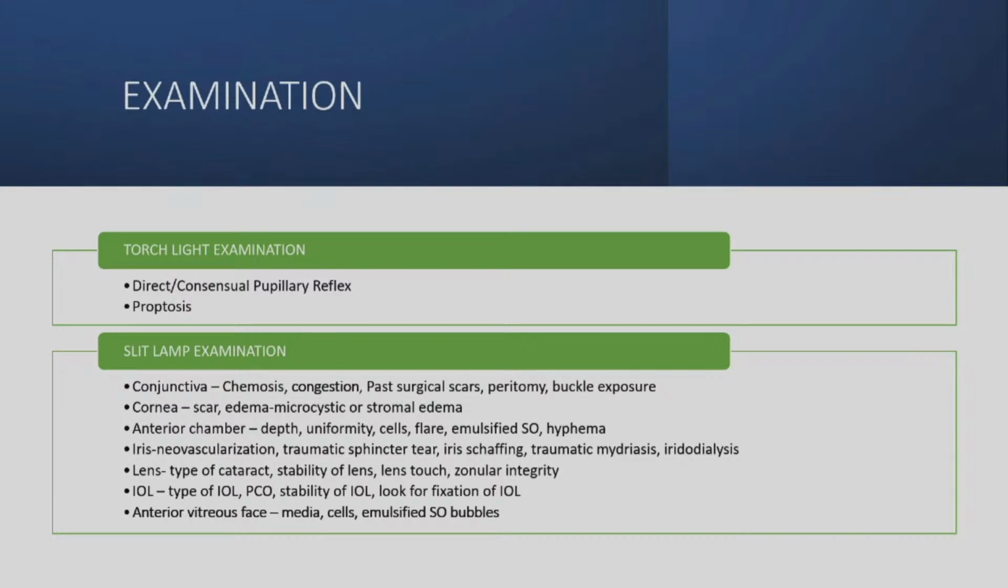And then coming to cornea, mostly in retinal pathology, the cornea might not have that many findings, except for some scar, like if the patient had any open globe injury, there might be a scar of the sutured cornea, or in case of secondary glaucoma, there might be microcystic or stromal edema. Coming to anterior chamber, you have to look for the depth, the uniformity of the depth, and then the cells, flare, and then the most common thing you will notice in a post-VR patient will be emulsified silicone oil, and in a traumatic patient, you will see hyphema.